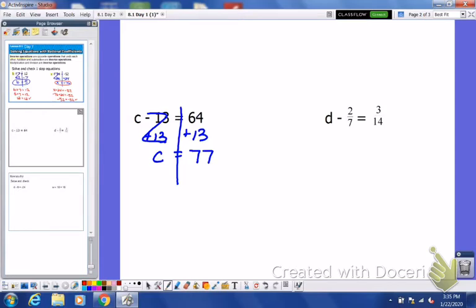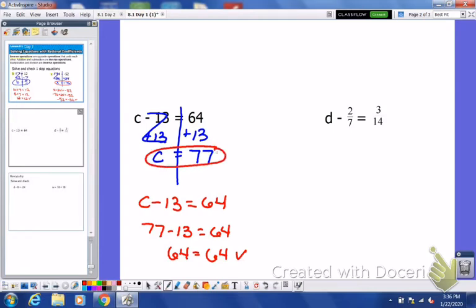Still do our check. When you guys are solving equations, you should always know if your answer is correct, because we will ask you to do a check. If you do your check correctly, you should see that your answer is correct. So substitute in our 77. 77 minus 13 does give us 64. So 64 equals 64. That is correct. So I know that c equals 77. Okay, last one. Still subtraction.